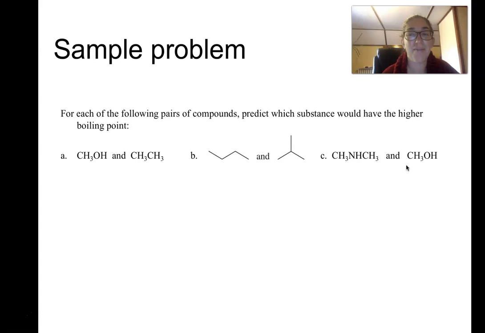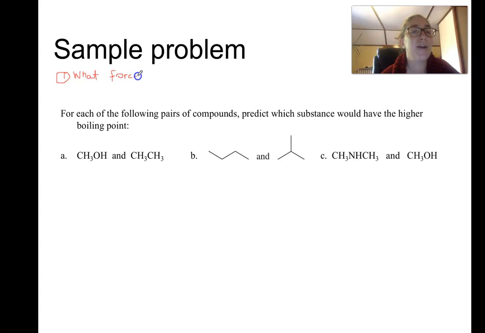So let's do a couple of practice problems here. We've got pairs of compounds. We want to know which substance will have the higher boiling point. So the first thing I'm going to do is ask what type of attractive forces they have. Maybe I'll make some steps out here. Step one: what are their attractive forces? I'll just say, what forces do they have? And remember that flow chart.